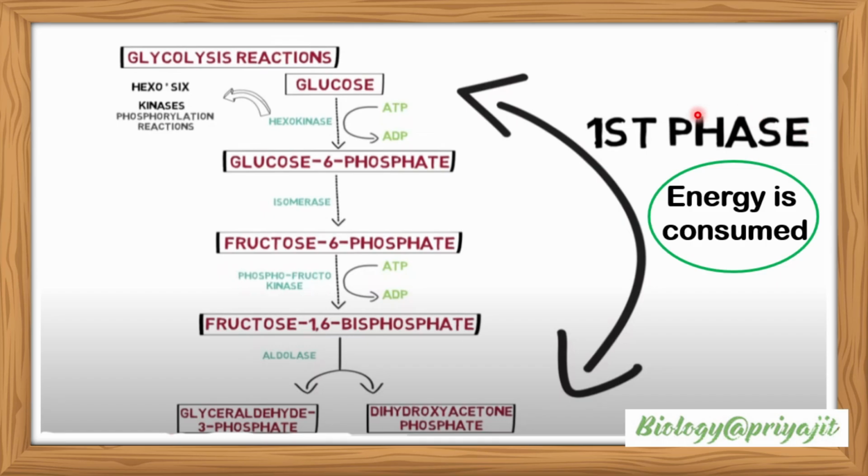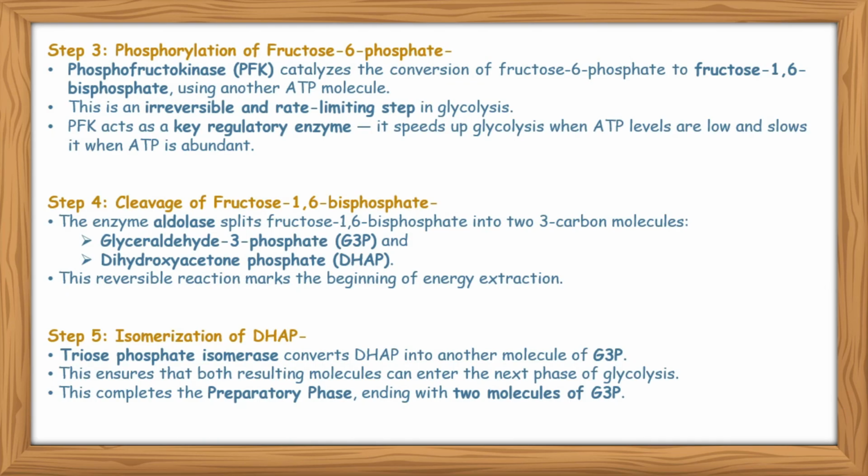This is the first reaction, glucose to glucose 6-phosphate with the help of hexokinase, and 1 ATP is consumed in this reaction. Then in the second reaction, glucose 6-phosphate is converted into fructose 6-phosphate. Then in the third reaction, fructose 6-phosphate, with the help of phosphofructokinase, will consume another molecule of ATP and form fructose 1,6-bisphosphate, and with the help of the aldolase enzyme, fructose 1,6-bisphosphate will form glyceraldehyde 3-phosphate and dihydroxyacetone phosphate.